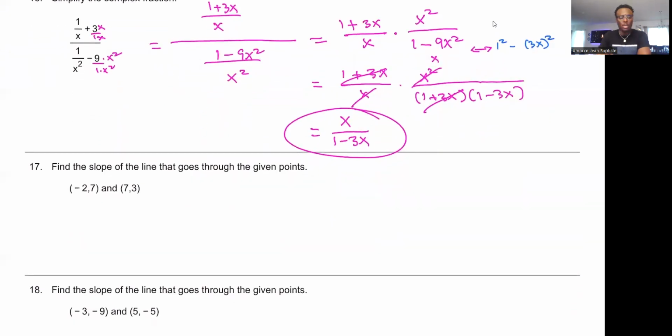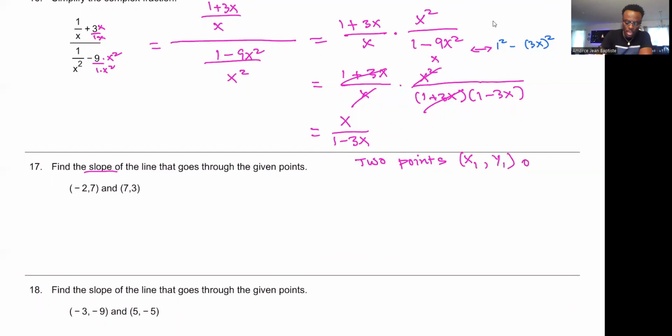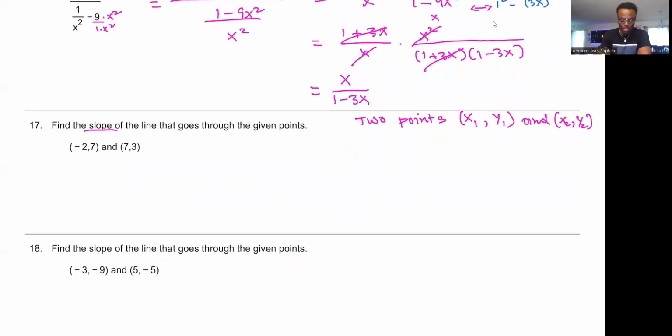So number 17 is a different model. They want me to find the slope of this line. So the formula to find the slope of a line is, if you have 2 points of a plane, 2 ordered pairs, x1, y1, and x2, y2, 2 ordered pairs or 2 points of the plane of a coordinate system.